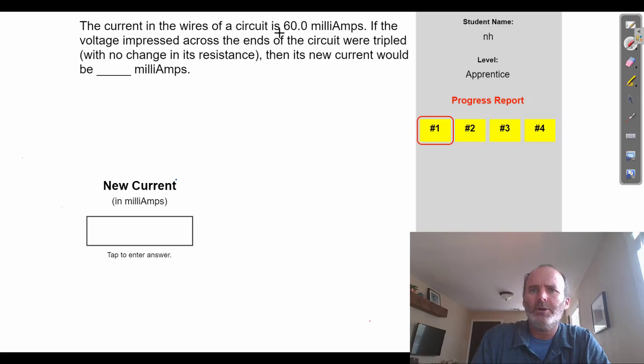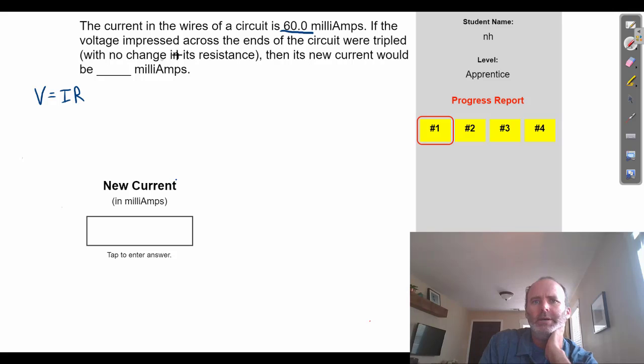The current is 60 milliamps. The voltage impressed across the ends of the circuit is tripled, so the voltage is tripled and there is no change in the resistance. This is how you're going to look at it. Remember Ohm's law, V equals IR. We start off with the current, so let's change this around and make it I equals V over R. I just did that by dividing both sides by R.